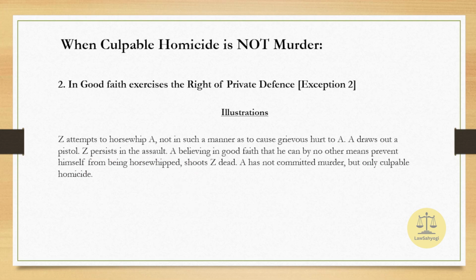For example, Z attempts to horsewhip A, not in such a manner as to cause grievous hurt, and as a result A draws out a pistol. Z persists in the assault. A, believing in good faith that he cannot by any other means prevent himself from being horsewhipped, shoots, and Z dies as a consequence. So A has not committed murder but only culpable homicide.